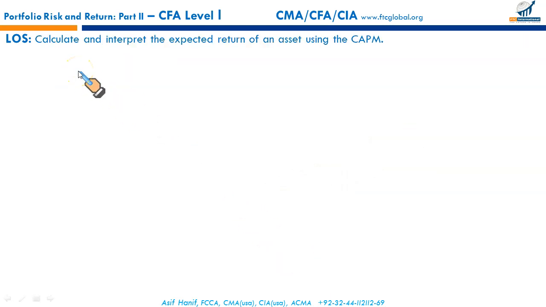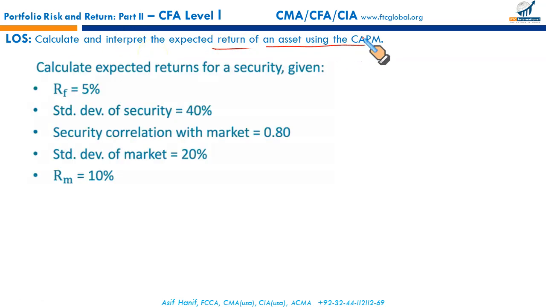Next, the LOS says calculate and interpret the expected return of an asset using CAPM. This is the information given. Calculate the expected return for a security given the risk-free rate is 5%, the standard deviation of the security is 40%, the security correlation with the market is 0.8, the market standard deviation is 20%, and the return on the market is 10%. So this will help us calculate the beta. Let us first calculate the beta.